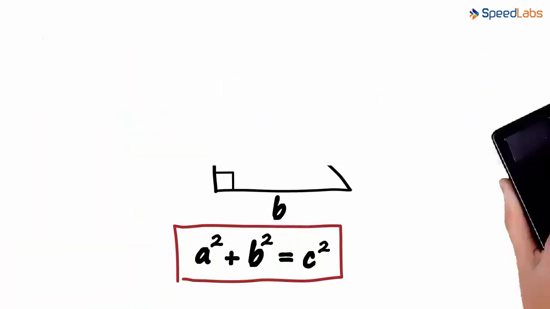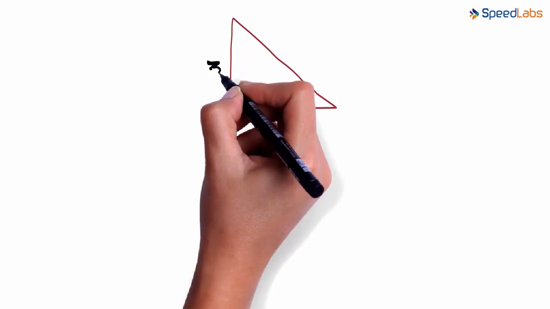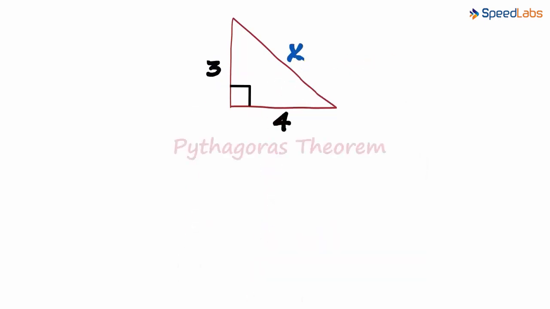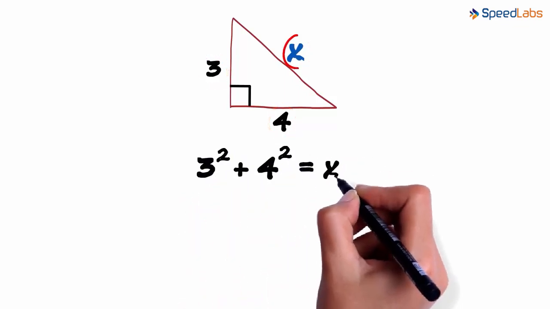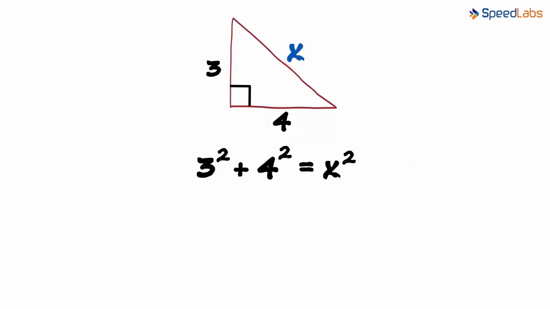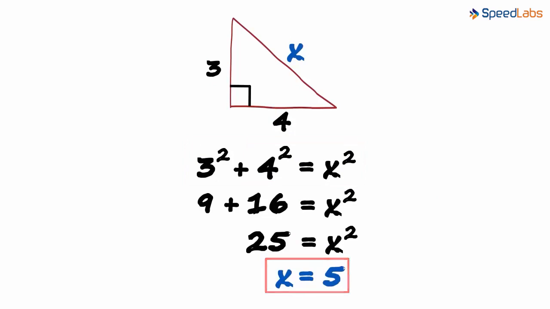What kind of problems would we come across in our exams? We might be given a triangle with the lengths of two of its sides and one unknown. And using the Pythagoras theorem, we can easily find the length of that side. The unknown here is the hypotenuse. So 3 squared plus 4 squared will equal x squared. Solving this, we get the value of x as 5 units.